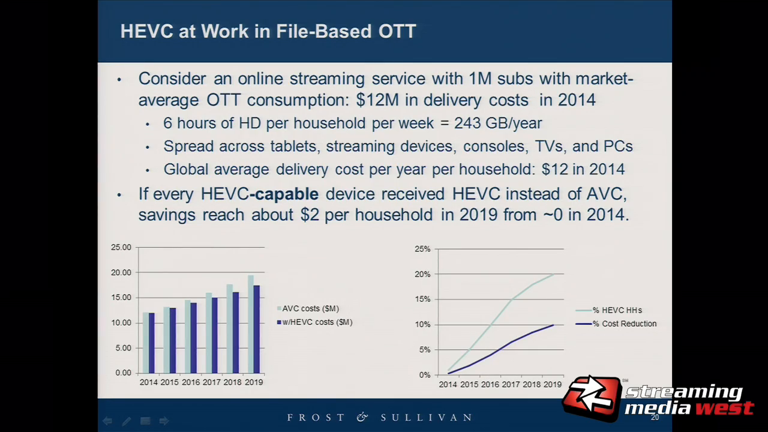So in the base year, I'm taking 33%. I'm assuming that rises to 50% by 2019. The rate I've used is a little bit slower in the beginning because AVC is also getting better. But at some point, AVC will peak out and then HEVC will continue to get better. Any other questions?